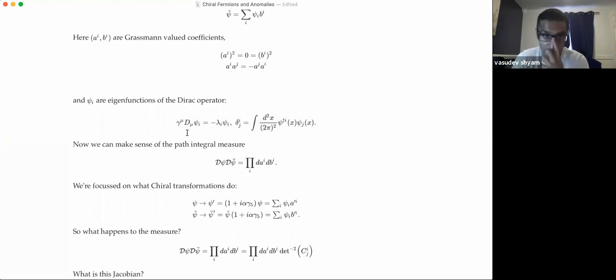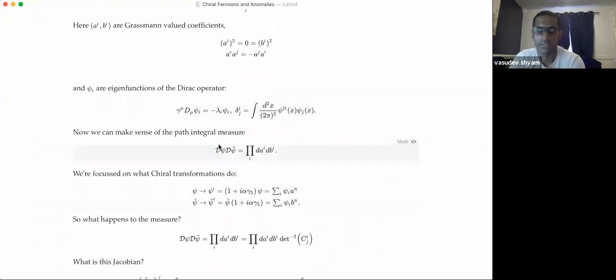So yeah, psi_i has eigenvalue lambda_i. The form of these eigenvalues doesn't matter for this discussion. And the set is complete and orthonormal. That's what this other expression is trying to convey. And so you can actually write down what this formal path integral measure in this setting should be.